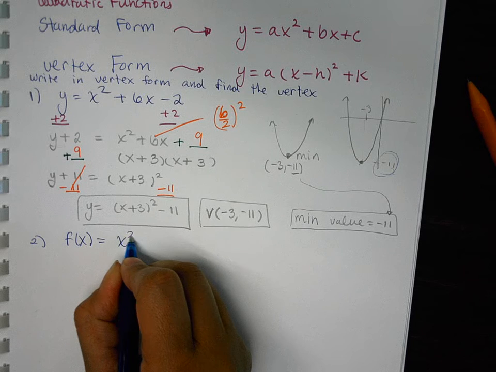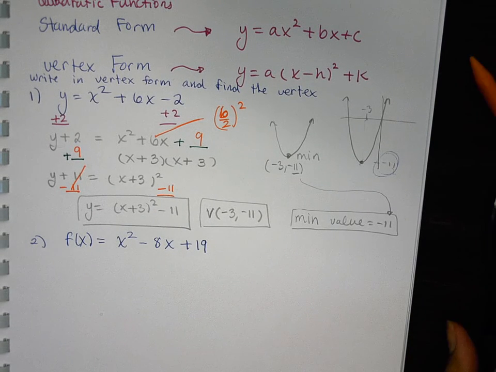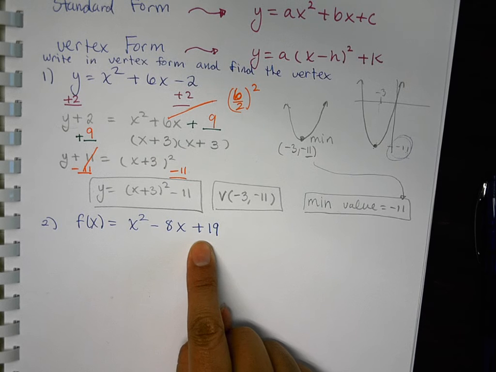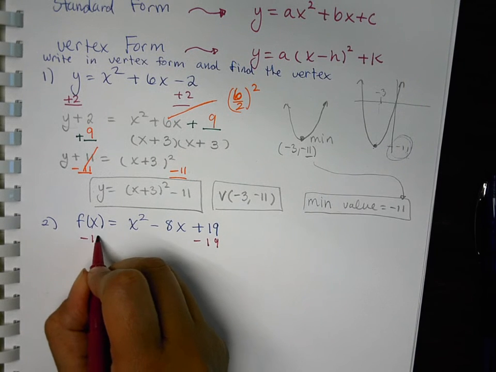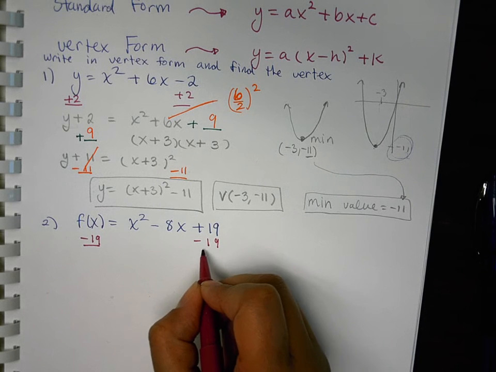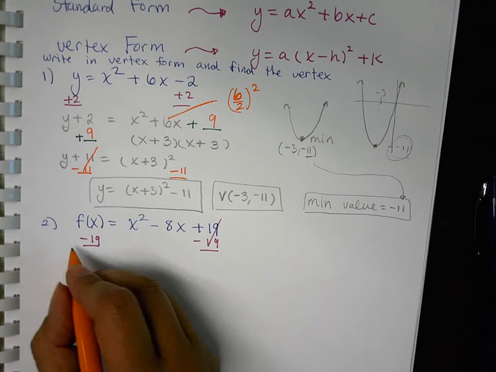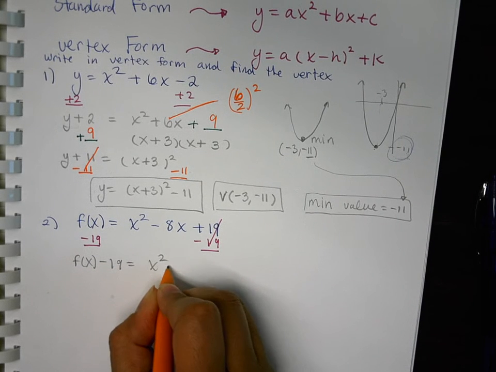f of x equals x squared minus 8x plus 19. What's step 1? Subtract the 19. If this confuses you, f of x, I'm not going to change it, but you can change it to what? Y. Is f of x the same as y? Yes. I'm going to leave it just because I want you to get used to it. But if you don't like it, you can change it to y. F of x minus 19 equals x squared minus 8x.